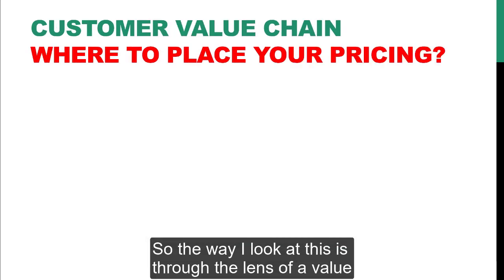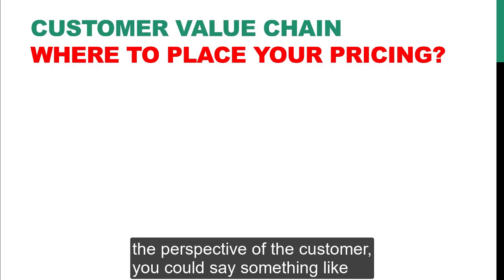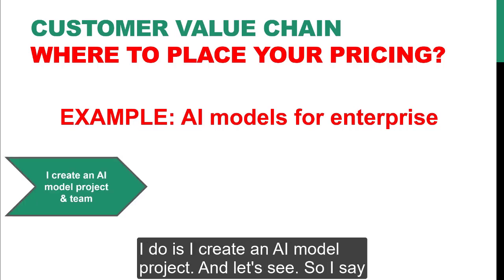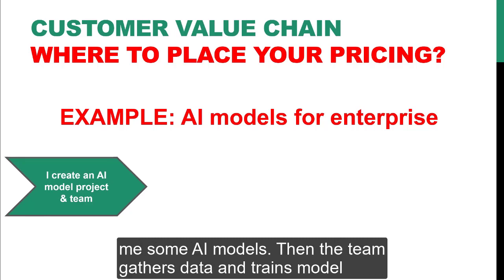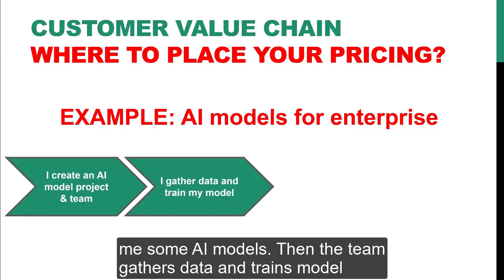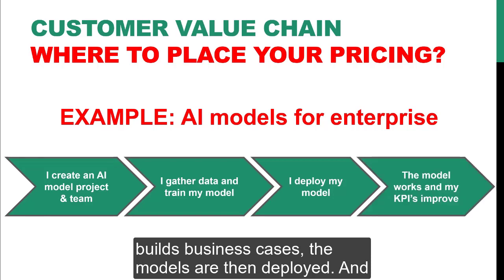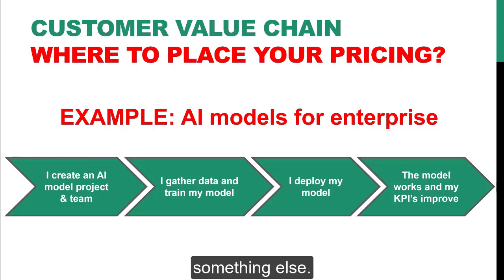So the way I look at this is through the lens of a value chain. If you imagine purchasing this software from the perspective of the customer, you could say something like this. Well, if I'm a bank and I want to do AI, the first thing I do is create an AI model project and a team. So I say, you're the head of the AI team. Here's a budget. Go give me some AI models. Then the team gathers data, trains models, builds business cases. The models are then deployed and hopefully they work. So they process credit scores or something else.